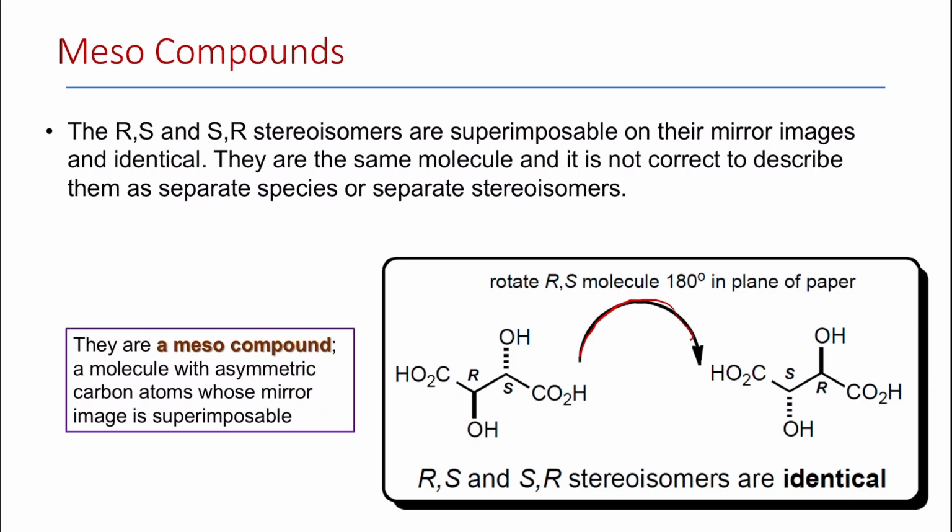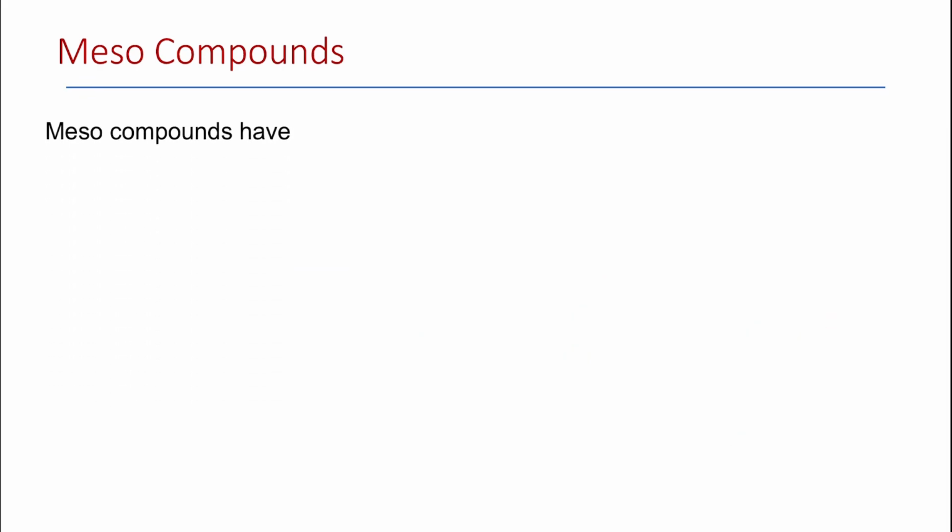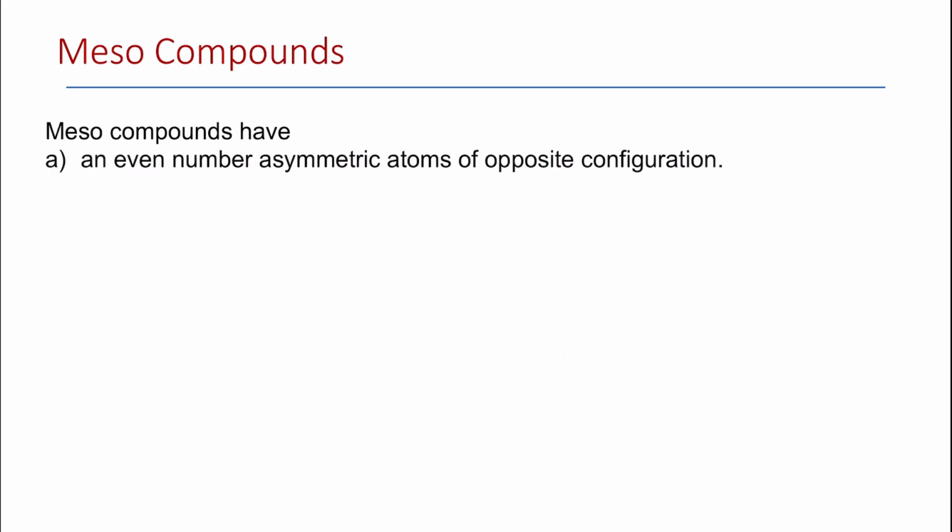How can we identify a meso compound? A meso compound will have two things. The first thing is an even number of asymmetric atoms of opposite configuration. So this is tartaric acid. We have two chiral centers, two asymmetric carbon atoms, and one of them has an R configuration, while the other has an S configuration. So first of all, there is an even number of asymmetric carbon atoms of opposite configuration.